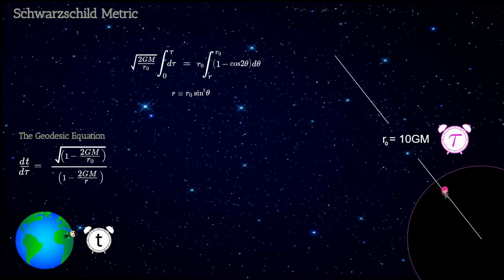Now the integral on the left is just tau, whereas the integral on the right is theta minus 1/2 sine 2 theta. Before evaluating, let's write sine 2 theta as 2 sine theta cos theta, and then write cos theta as the square root of 1 minus sine squared theta. The 2's cancel, and now we must write sine theta in terms of r using the equation below. And now it's time to make the substitution for theta.